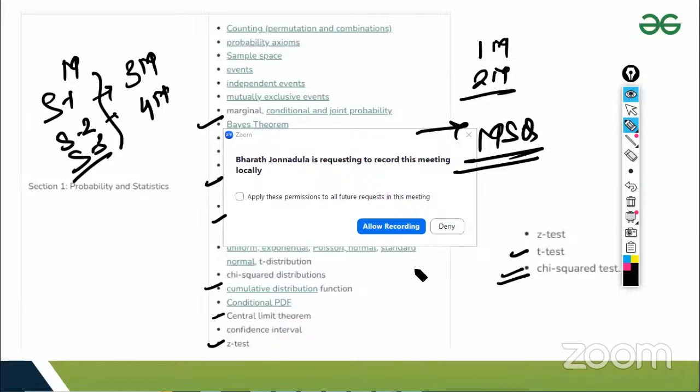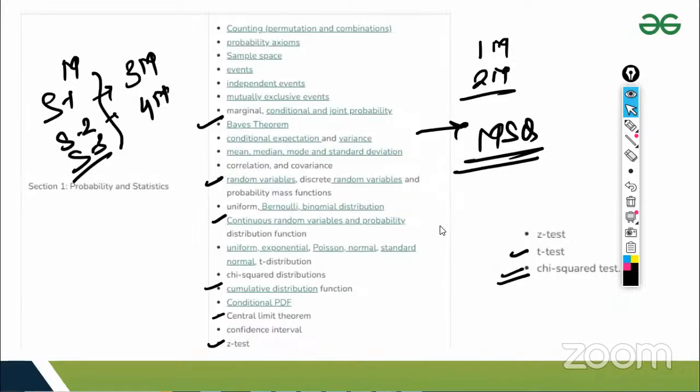Just a second, guys. Bharat, this meeting is already recording. So this meeting is already in the recording format. You will get the recording once the session is over, so no need to record this meeting separately. This meeting will be uploaded once the session is over.